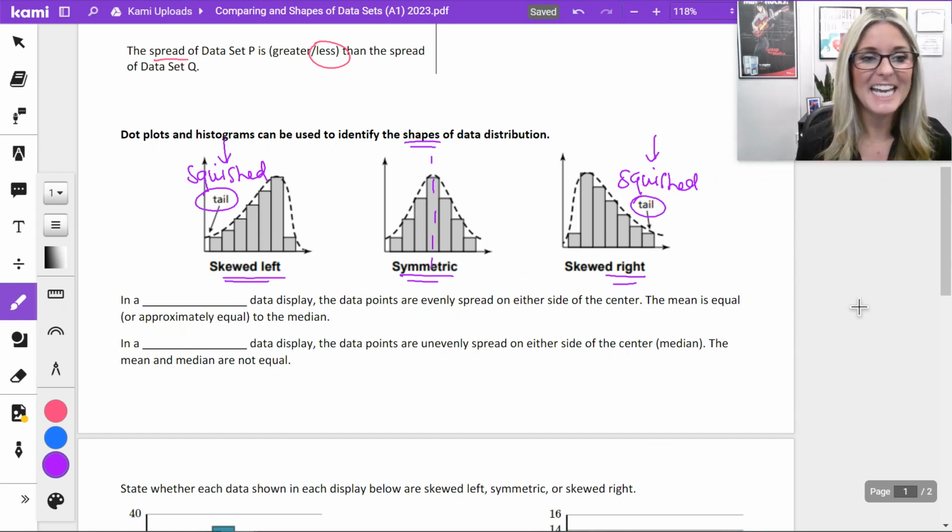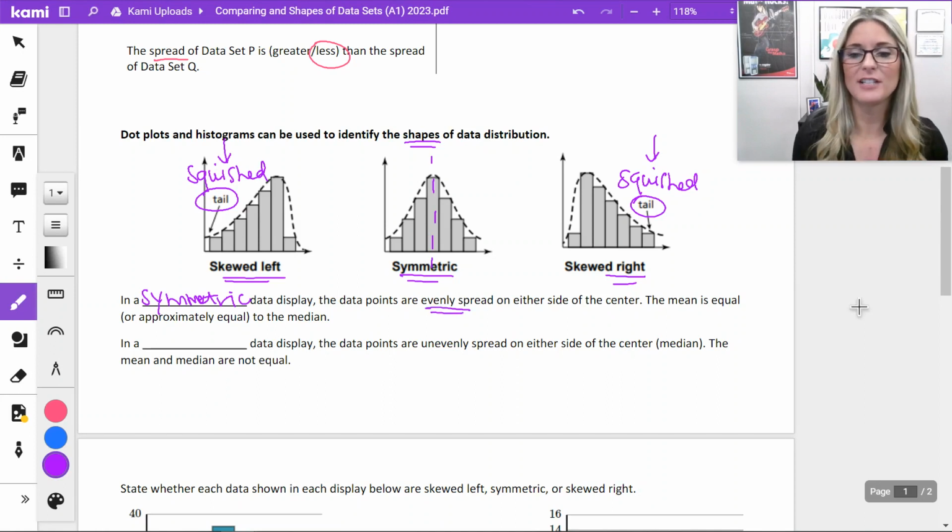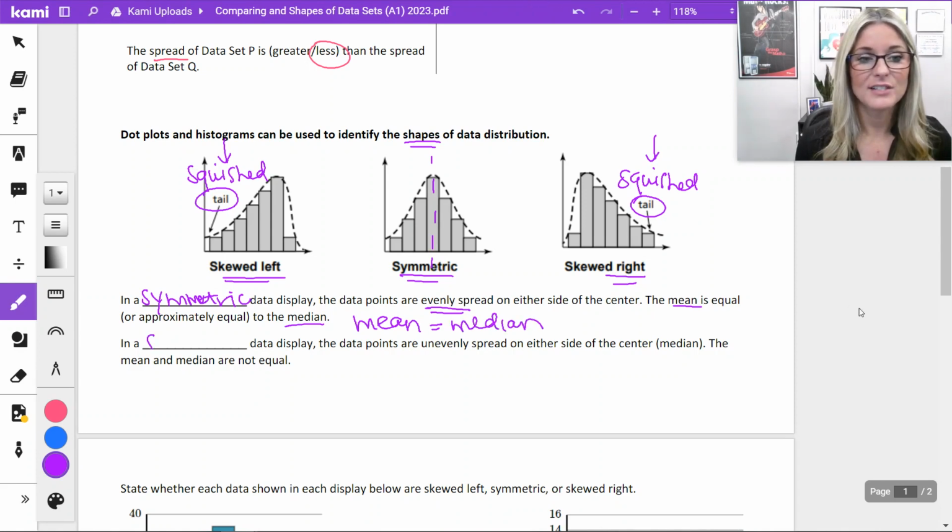Filling in our blanks here, in a symmetric data display, the data points are evenly spread on either side of the center, and then our mean would be equal or close to equal, approximately equal to the median. In a skewed data display, the data points are unevenly spread on either side of the center, the median, and therefore the mean and median are not equal.